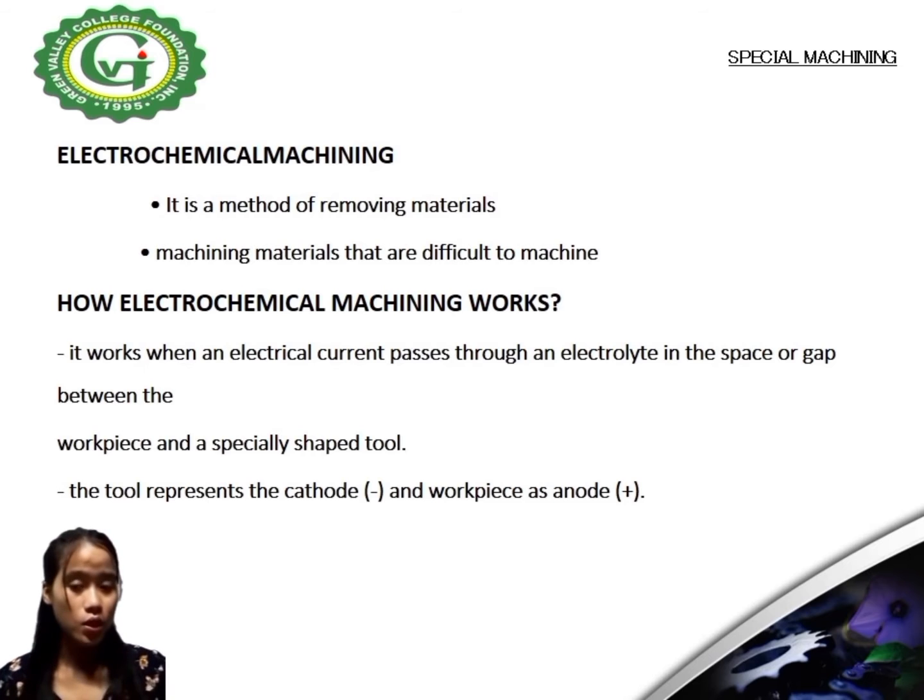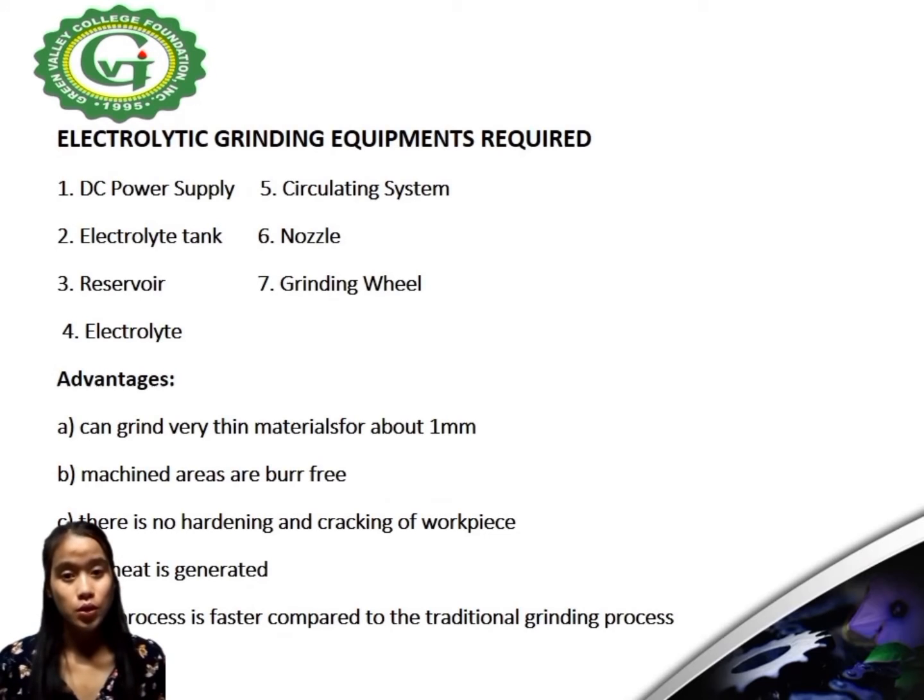While the disadvantages of ECM is that the equipment is very expensive and the electrolyte may attack or corrode some metals. The next one is the electrolytic grinding. The electrolytic grinding, or ELG, removes metal by electrochemical decomposition, and it dissolves materials from the positive electrode, which is the anode, and deposits it on the negative electrode, which is the cathode.